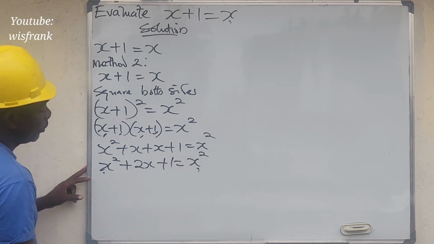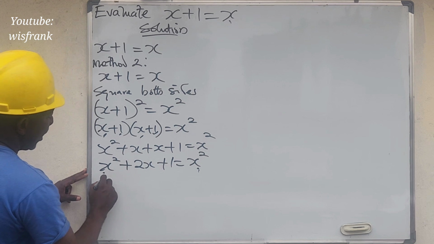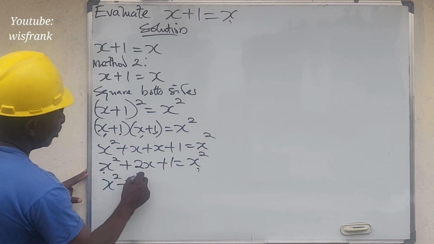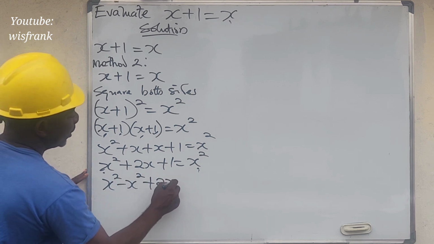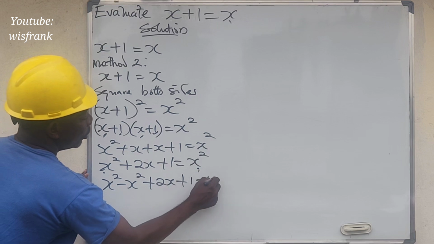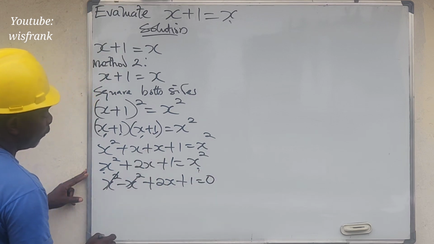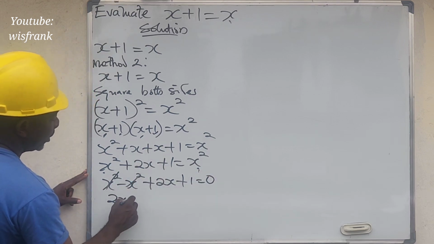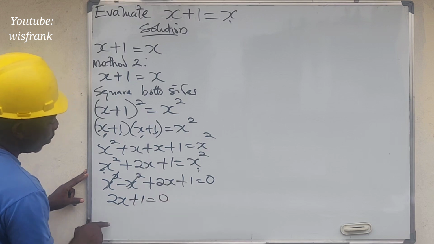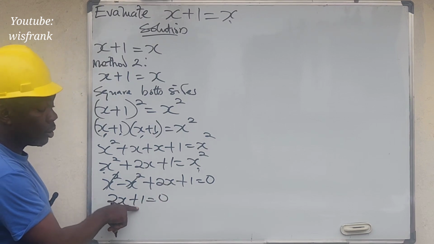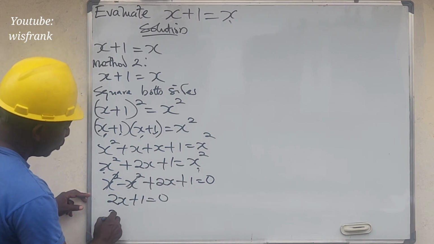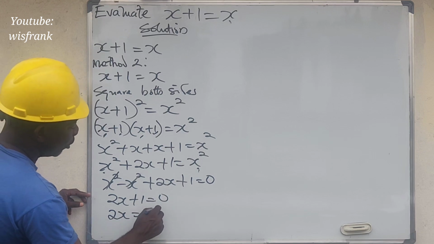Okay, this is plus 1. So this will become x to the power of 2 minus x to the power of 2 plus 2x plus 1 equals to 0. This will go off and we have 2x plus 1 equals to 0. We can find the value of x by transposing 1 to this other side. So we have 2x equals to minus 1.